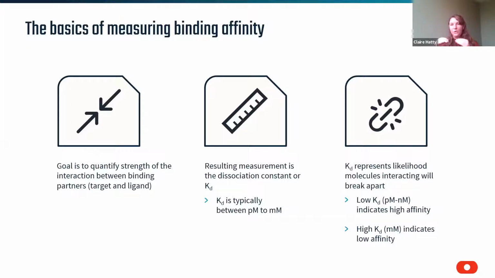If we have a low-number KD, say in the picomolar or nanomolar range, this indicates a high affinity, so a strong binding. And if we have a high-number KD, say in the millimolar range, this indicates a weak affinity, so a weaker interaction.